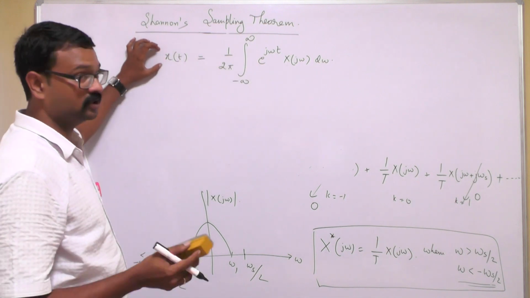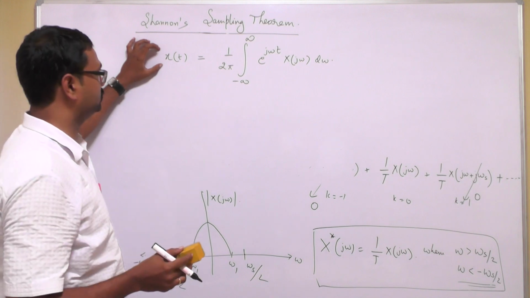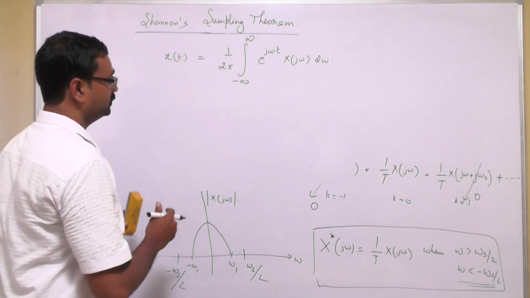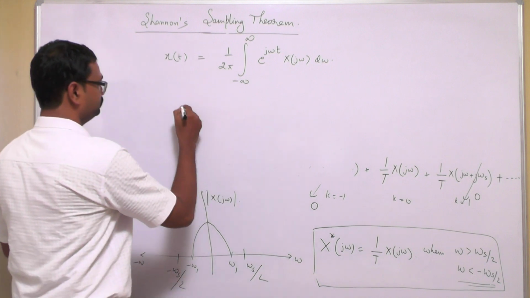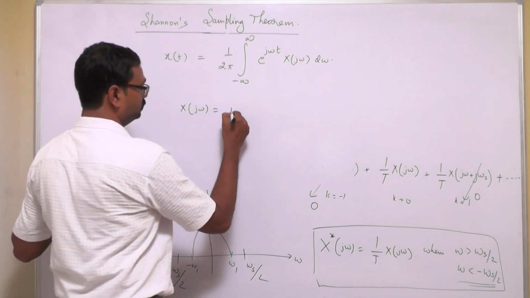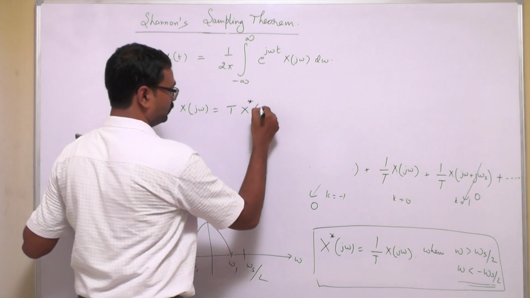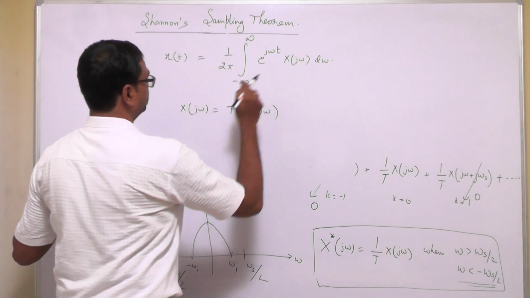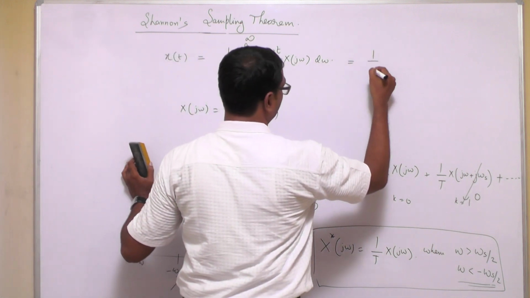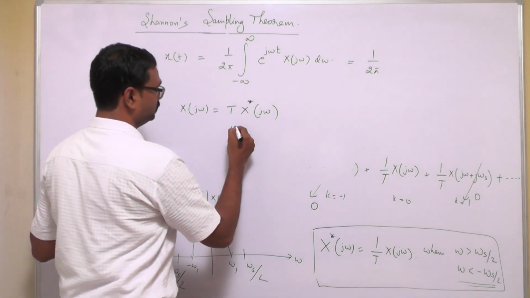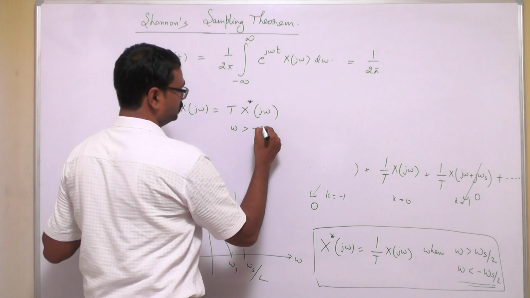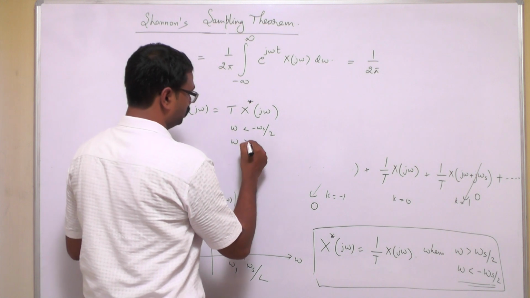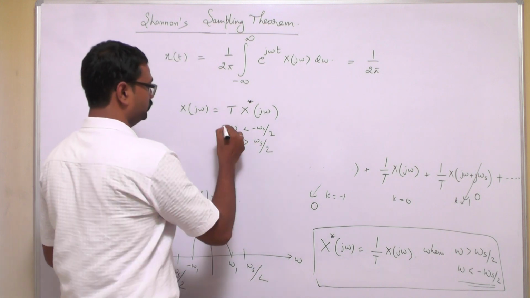I want x of t because I don't want the sampled data signal, I want the continuous time signal back. Therefore for x of t, I will have x of j omega here. And what is x of j omega here? x of j omega is equal to T into x star of j omega. So I can replace that here, which is 1 by 2 pi, and the condition here is omega greater than minus omega s by 2 and omega less than omega s by 2.